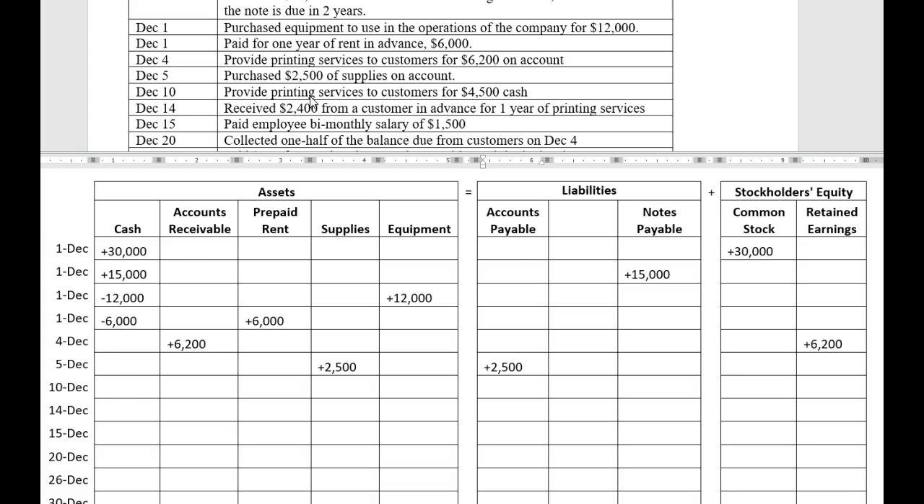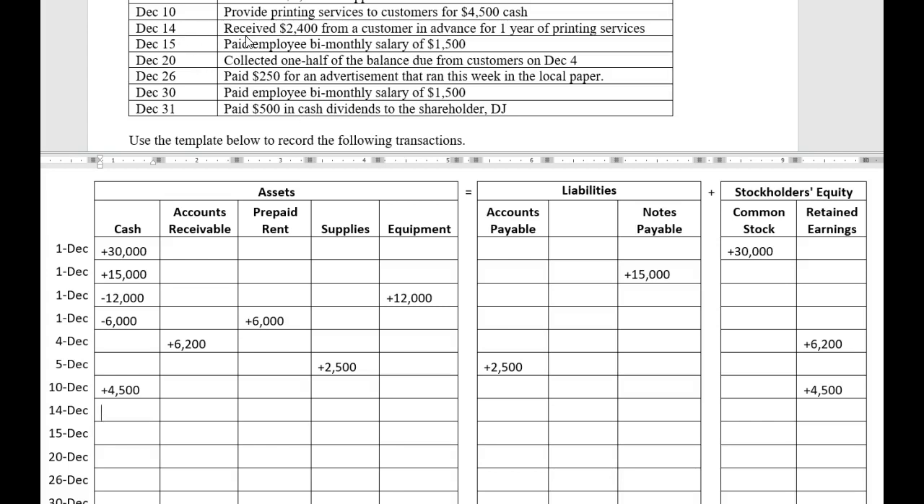December 10th, we provide printing services. There's those words again, and again, anytime we provide the service, we get to recognize service revenue. So we're going to put a positive $4,500. Now again, anytime we provide services, we said there's two options. They can either pay us or put it on account. Here it says that we provide services for $4,500 in cash. So this means the customer paid us. Therefore, we received cash, so our asset cash is going to go up by $4,500.